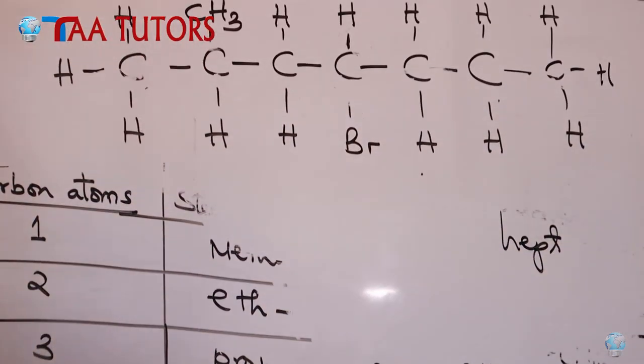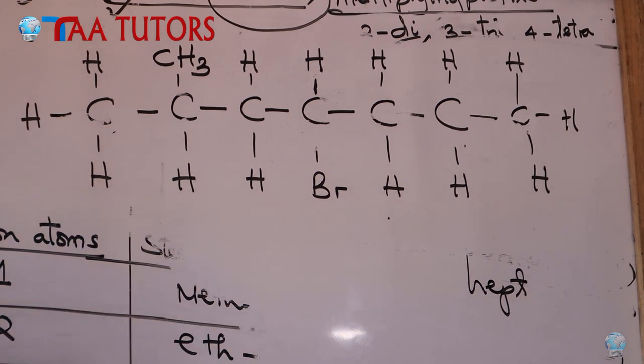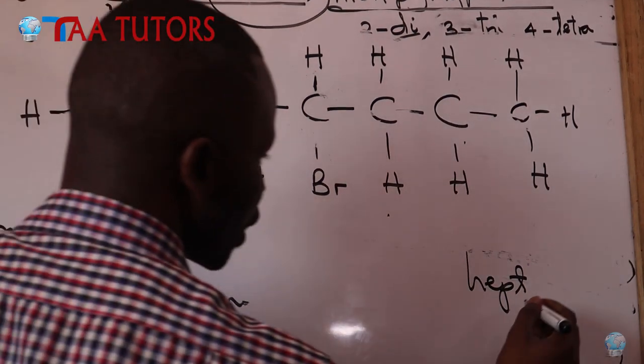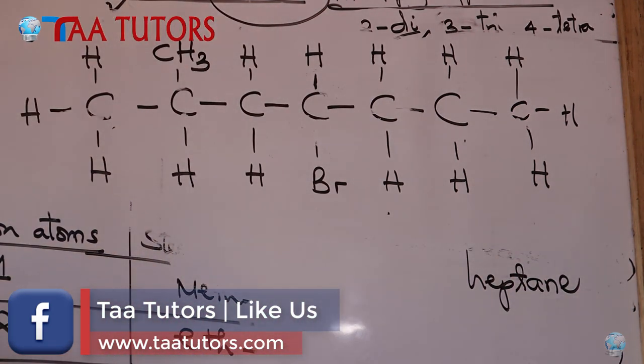Then I check, is there a double bond? No. Is there a triple bond? No. There are only single carbon-carbon bonds. The homologous series with single carbon bonds is alkanes. So I say A-N-E, heptane. Heptane is now my parent name.